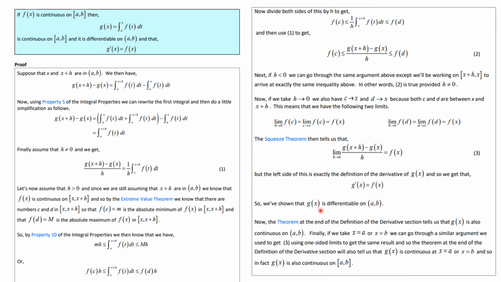So g of x is differentiable on (a, b). But we know that if it is differentiable, it is also continuous on (a, b). But if we take the limits, we can go through similar arguments and conclude that it's continuous on the closed interval [a, b]. And that's the end of the proof.